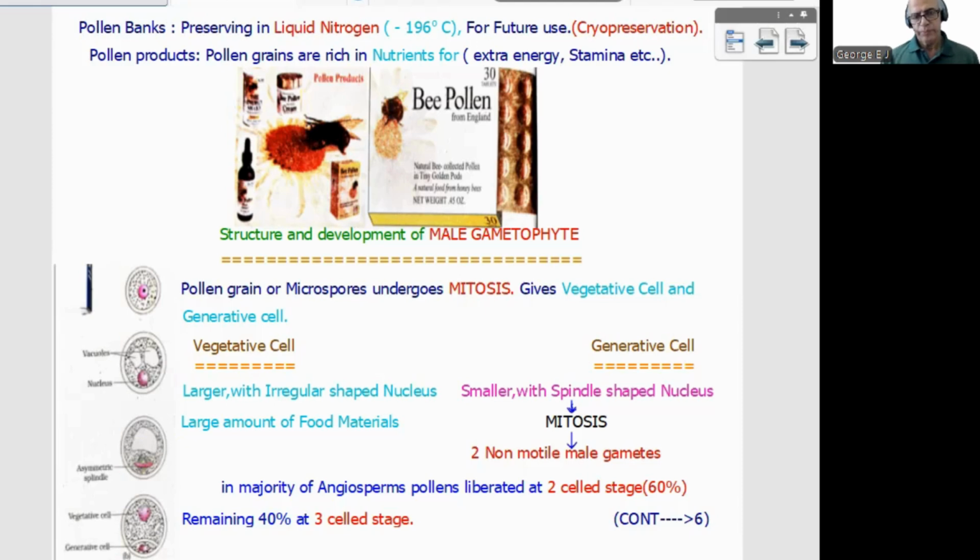So the pollen grain undergoes mitosis, forming vegetative and generative cells, their features, and the generative cell will give rise to two male gametes after mitosis. In 60% of angiosperms, pollen grains are normally liberated at the two-celled stage, and the remaining at the three-celled stage.